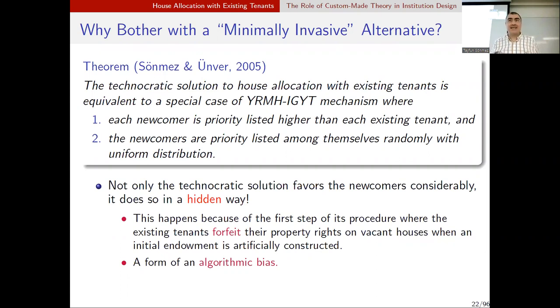A very, very interesting observation is that your mechanism has two representations, right? A very natural one and a theoretical one. The natural one looks minimalist. The technocratic one is a special case of my mechanism. Right, yeah. And the way it's special makes the bias obvious. Mm-hmm. Right.